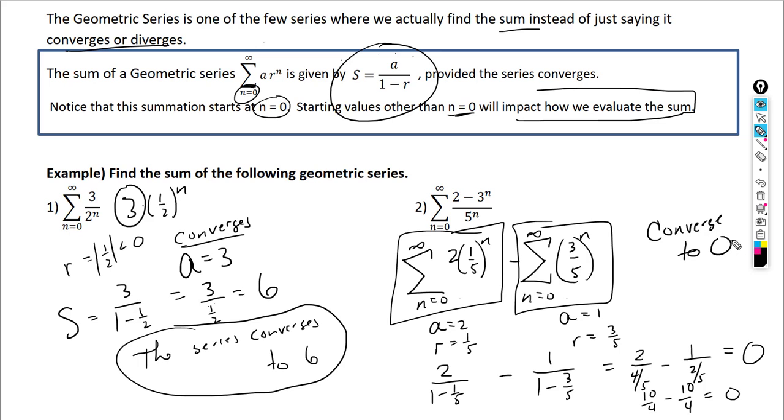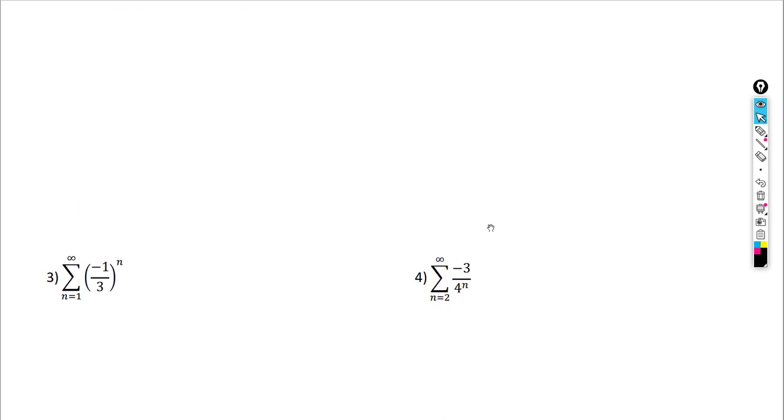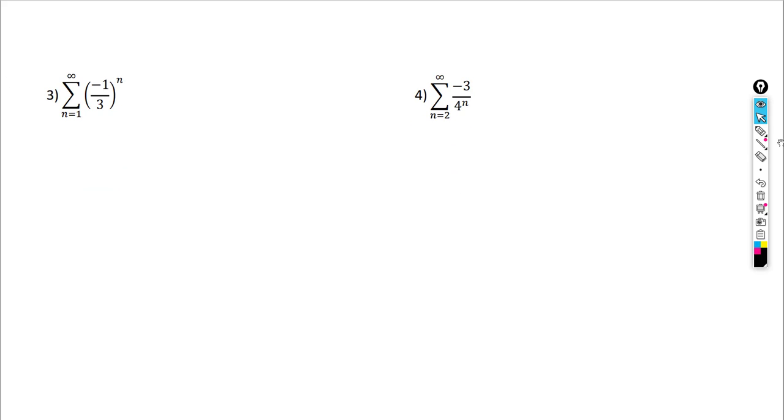That stinks. You did all that work and it didn't converge to a number other than 0. Oof. Okay, let's do some ones where n doesn't start at 0. n is now 1 and n is 2. All right, let's figure it out.